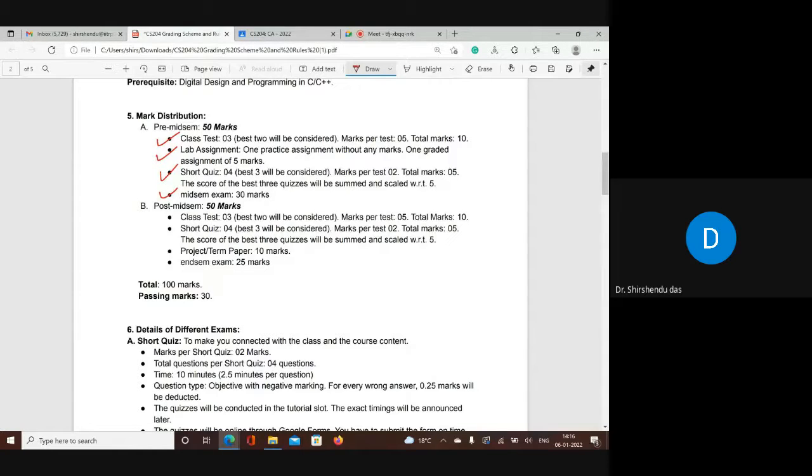Only concentrate on pre-midsem. In pre-midsem, there will be three class tests, and best of two will be considered. I'll take one extra test because it may be possible that for some reason one test was not good, so I am giving you one chance, that even if one test is not good, you still have the opportunity to perform well in the class test. That's why there will be three class tests and the best of two will be considered. Marks per test will be 5 and the total is 10, because though I am taking three tests, since the best of two will be considered, the total marks in class test is 10.